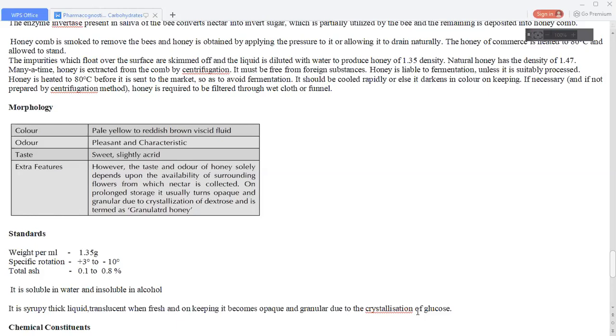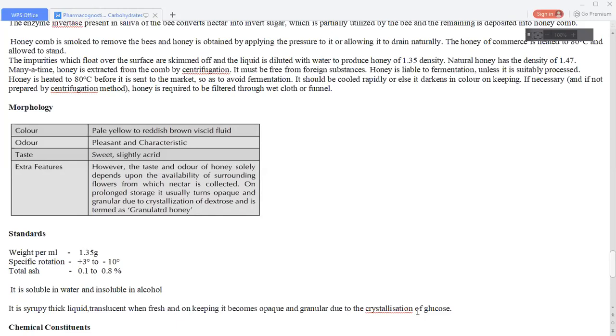and is termed as granulated honey. So this type of honey is called granulated honey because it is forming crystals due to the dextrose. Coming to its standard, the pure honey should comply with these standards. That is, the weight per ml is 1.35 grams.